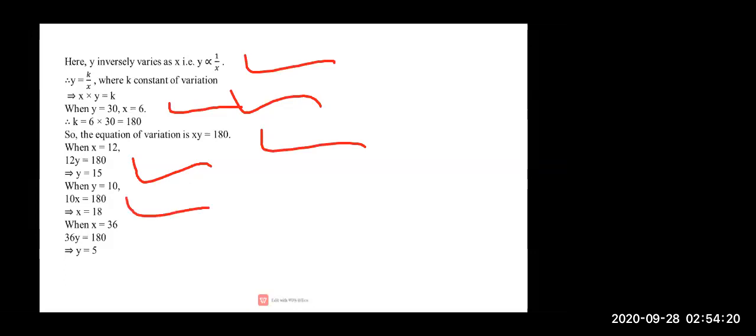See here. Now the next question was given y equal to 10. Y is given as 10. That means x into y equals 180. Here y is 10.